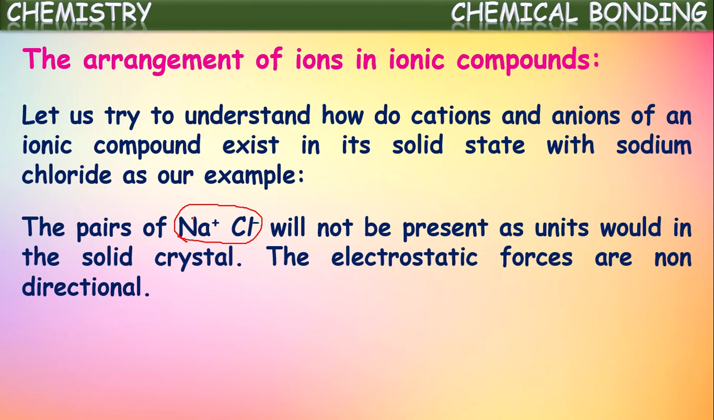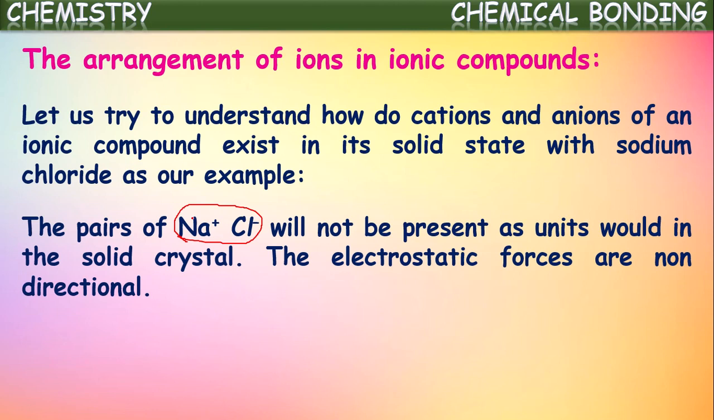That's why we say an NaCl molecule won't be there. NaCl crystals will be there, which contain so many of these oppositely charged ions. There, each ion will be surrounded by a number of oppositely charged ions from all the directions. Thus we say ionic compounds are non-directional. They won't exist in the molecular form.